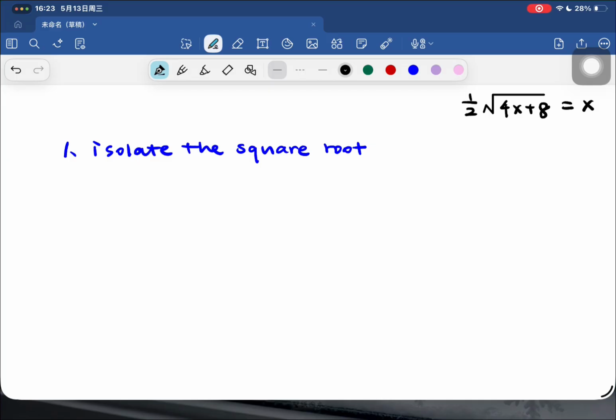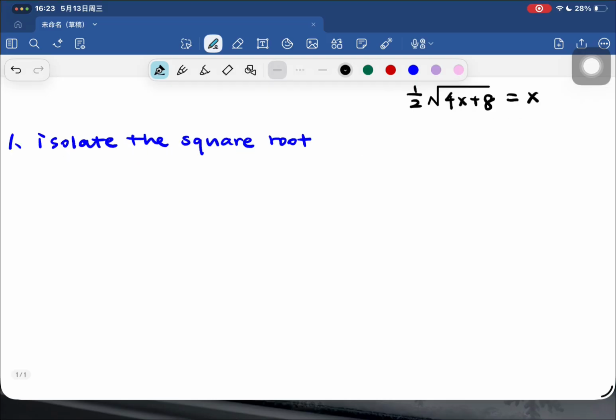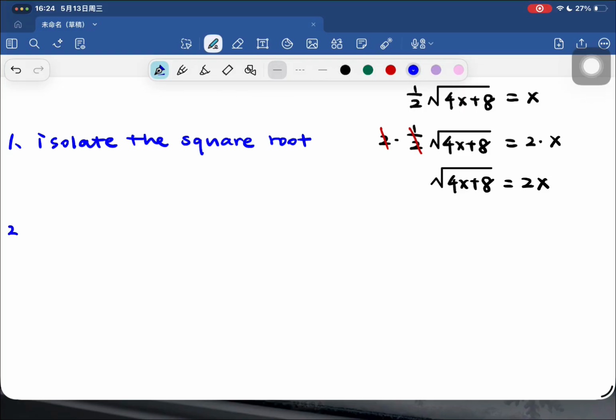So how do we remove the 1 over 2? Since the square root is multiplied by 1 over 2, as we mentioned before, we can multiply both sides by 2. So 2 times 1 over 2 times the square root of 4x plus 8 equals 2 times x. On the left side, 2 and 1 over 2 cancel out. So we get the square root of 4x plus 8 equals 2x. Now the square root is isolated on the left side. So what's the next step? We need to square both sides, right? Because squaring and square root undo each other.